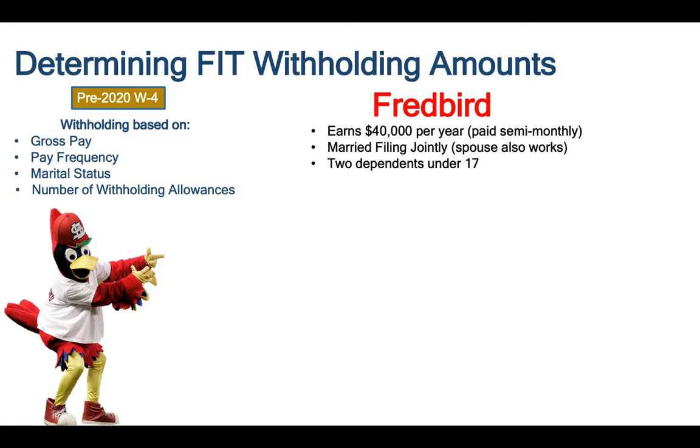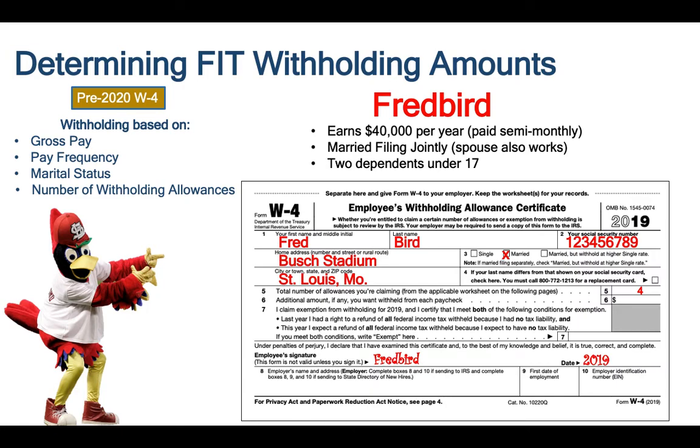So pre-2020 W-4, withholding is again based on gross pay, pay frequency, marital status, and the number of withholding allowances. So if we had a W-4 like this one from 2019, before 2020, and Fredbird's filled it out, we see his name, his Social Security number, his address, he's married, and he's selected 4 allowances. And so what do we do with this from here?